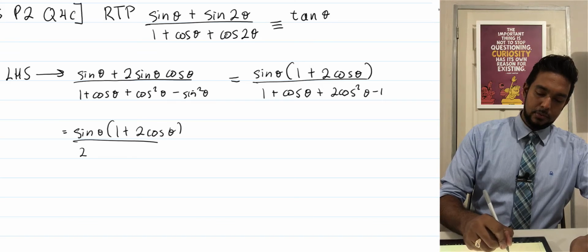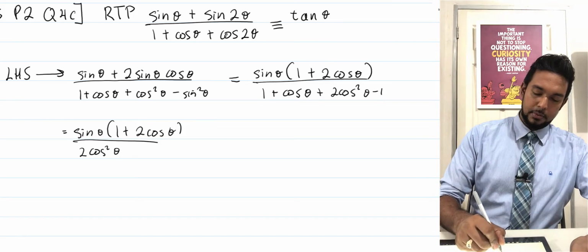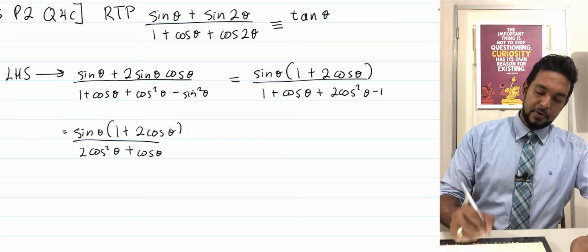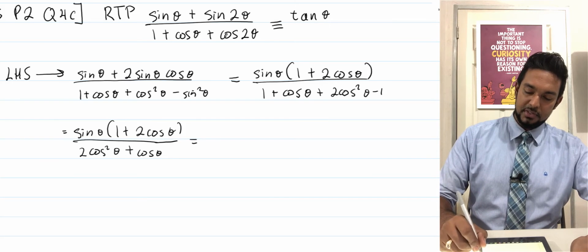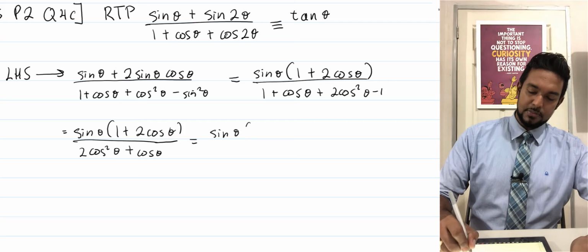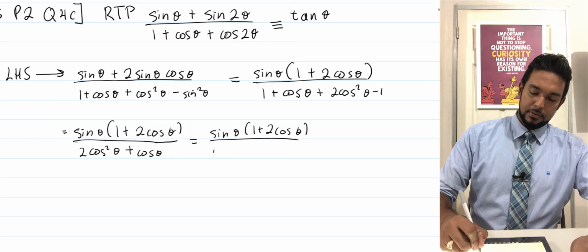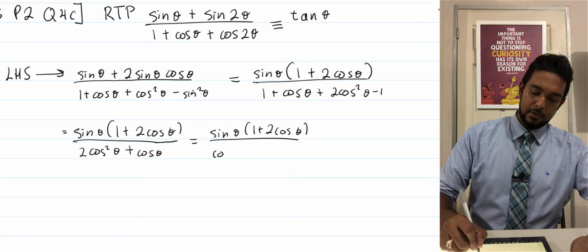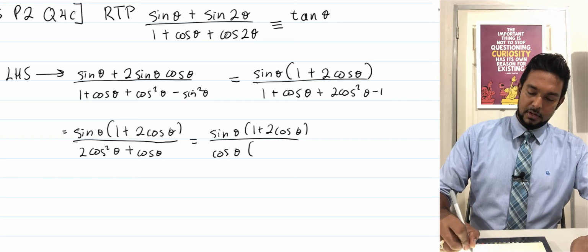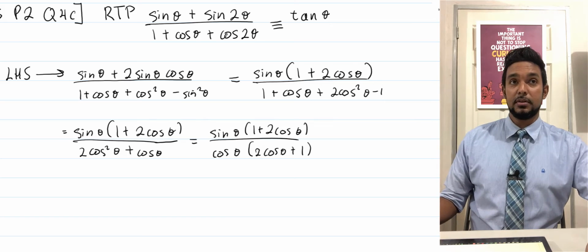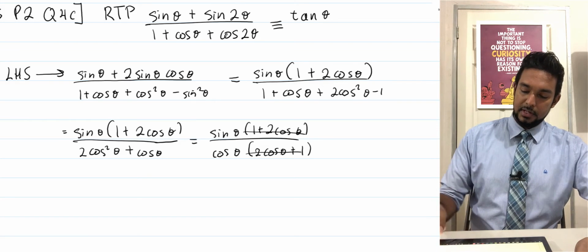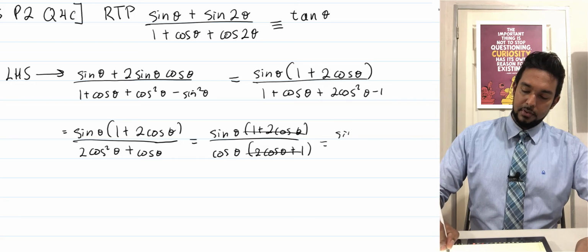Right, so we have 2 cos squared theta plus cos theta. And just like we factorized in the numerator with sine, we can factorize in the denominator with cosine, because that seems to be the common factor there. So let's pull out cos theta. That'll give us 2 cos theta plus 1, which is the same as 1 plus 2 cos theta. So it looks like this will simply cancel with that, leaving us with sine theta over cos theta, which will give us tan theta.